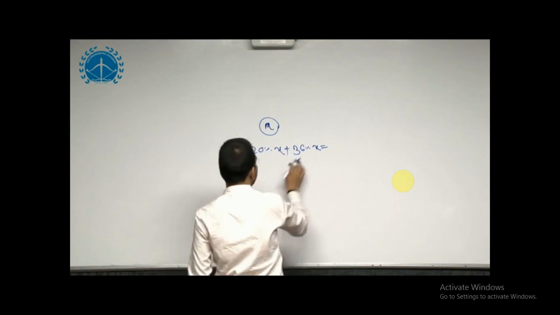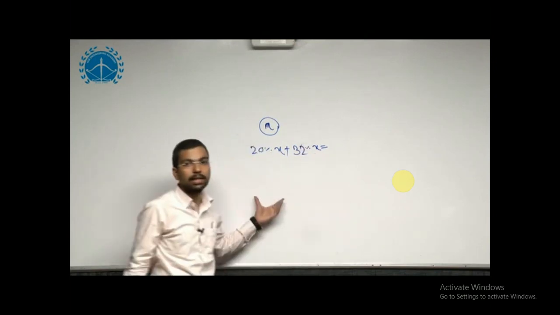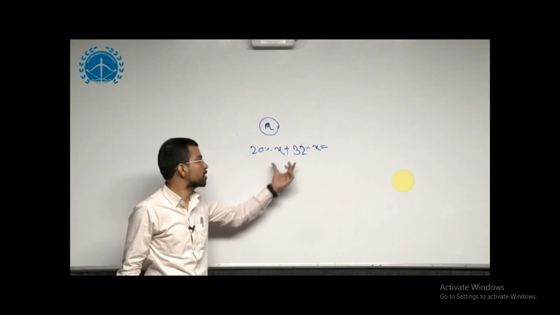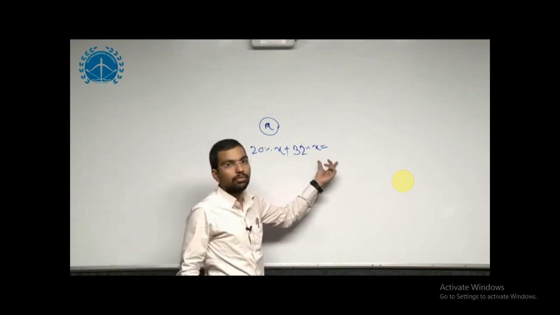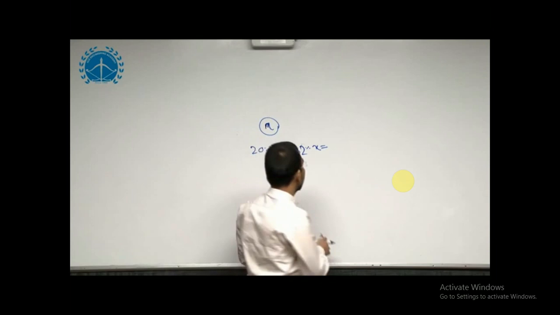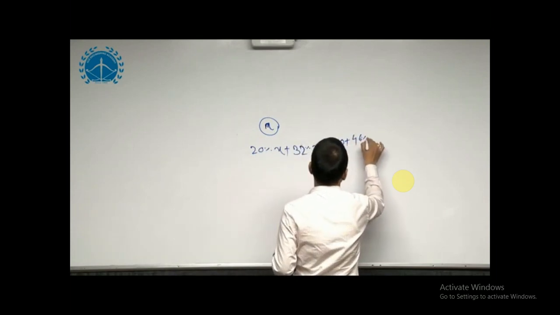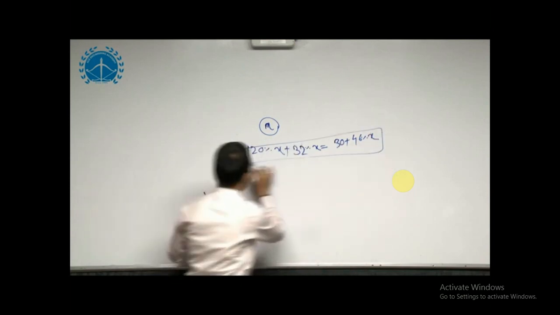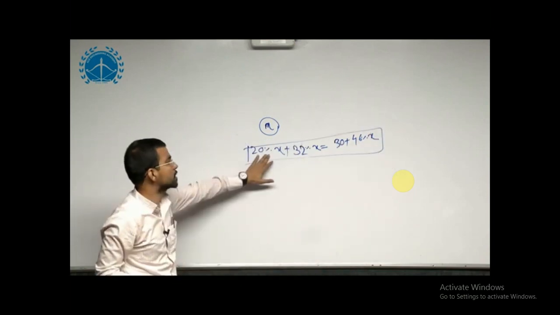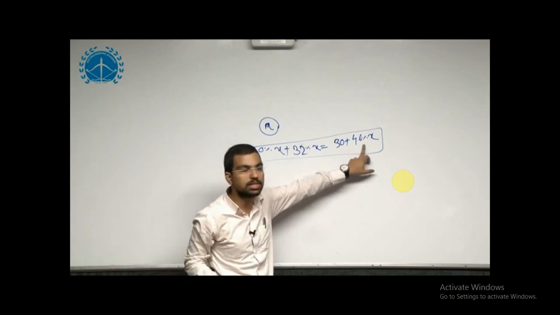20% of x, sorry, this is nothing but 32% of x equals 30 more than, or this value is nothing but 30 more than the 46% of x. So here I can write 30 plus 46% of x. So what I can get from this equation, according to the question, is 20% of x plus 32% of x equals 46% of x plus 30.